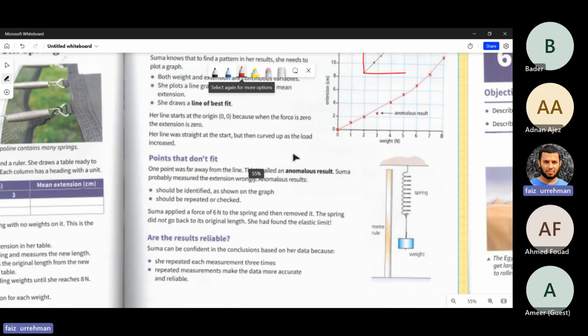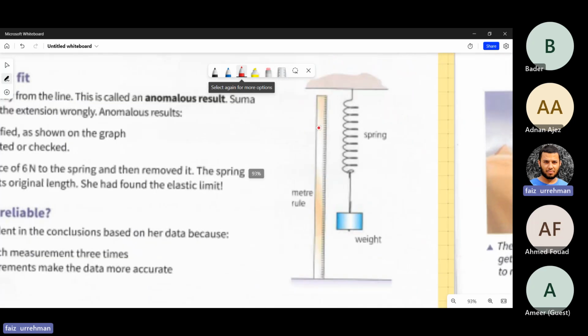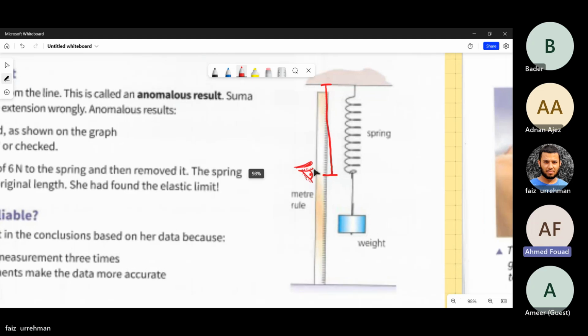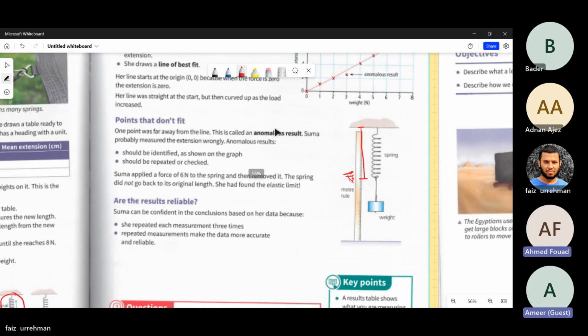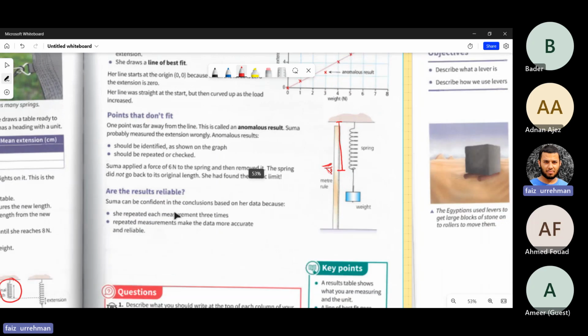Meaning the ruler is here. Look, this is the ruler. And after hanging the weight, this is the total length. So maybe here I made a mistake. Yes, it's possible. Yes, it looks like we made some mistake.